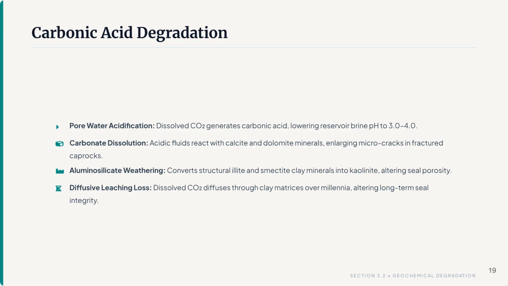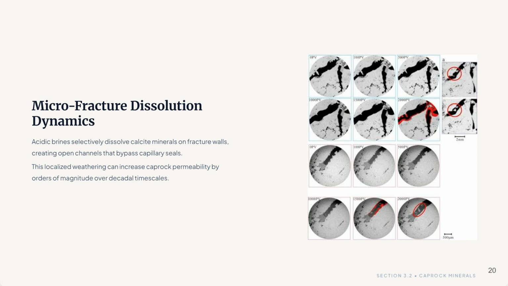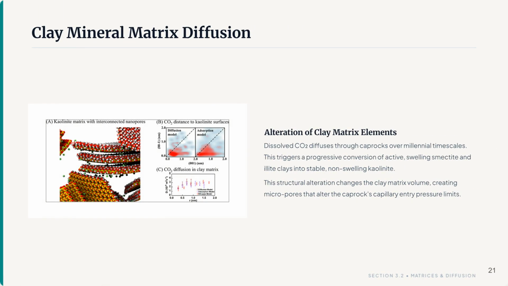Processes like pore water acidification, carbonate dissolution, and aluminosilicate weathering can alter seal integrity, while diffusive leaching loss occurs over millennial timescales. Acidic brines cause microfracture dissolution, selectively weathering calcite on fracture walls. This creates bypass channels that increase caprock permeability by orders of magnitude over decades. Clay mineral matrix diffusion involves the gradual conversion of swelling smectite and illite into stable kaolinite. This structural transformation changes matrix volume and alters capillary entry pressure limits.